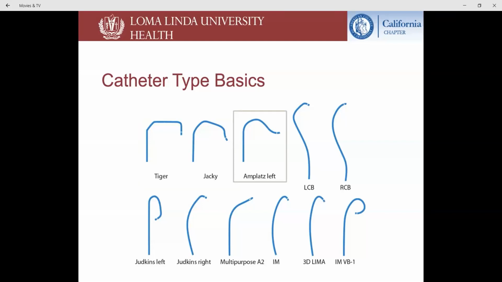The Amplatz catheters have a pre-shaped half circle with a tapered tip extending perpendicular to the curve. They come in Amplatz left 1, 2, and 3, and Amplatz right 1 and 2, with that number indicating the diameter of the tip curve. Most commonly used is the AL2 for the left and the AR1 for the right.